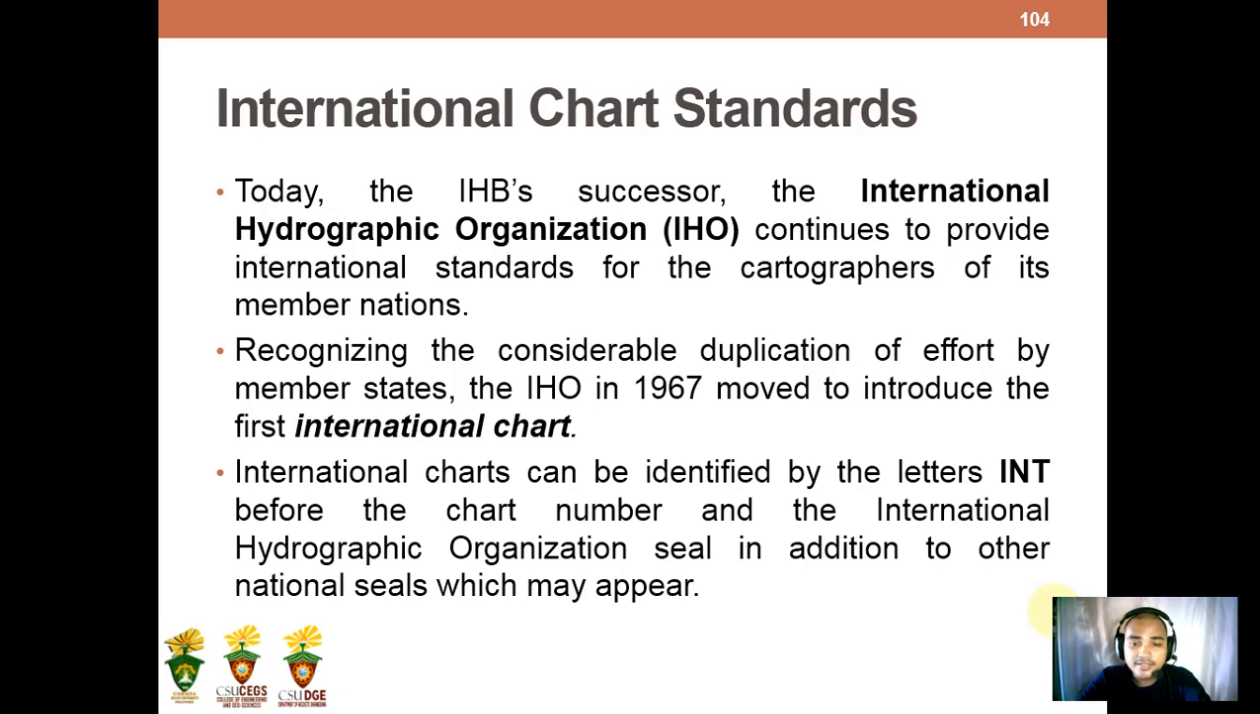Recognizing the considerable duplication of effort by member states, the IHO in 1967 moved to introduce the first international charts. So through the efforts of the IHO members, they formed a standard international chart. The international charts can be identified by the letters INT before the chart number and the International Hydrographic Organization seal, in addition to the national seals which may appear. So when you see the IHO seal and the INT symbol, that represents international charts.